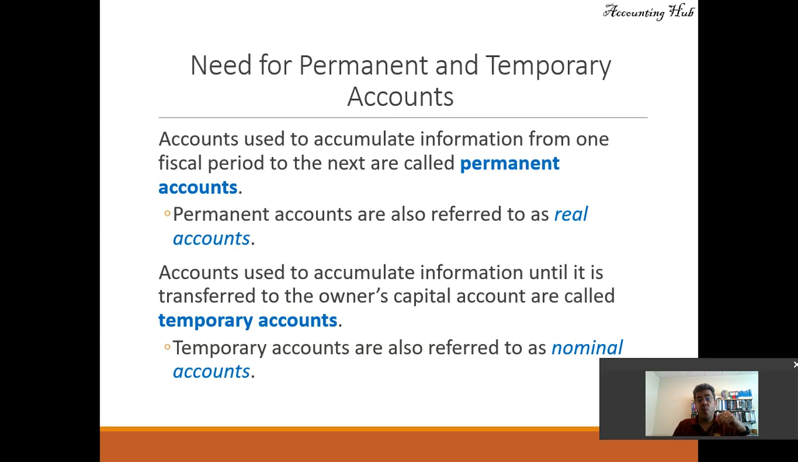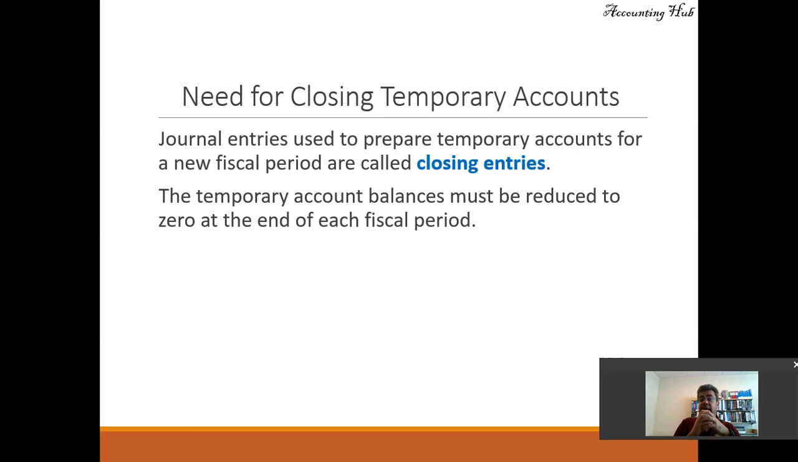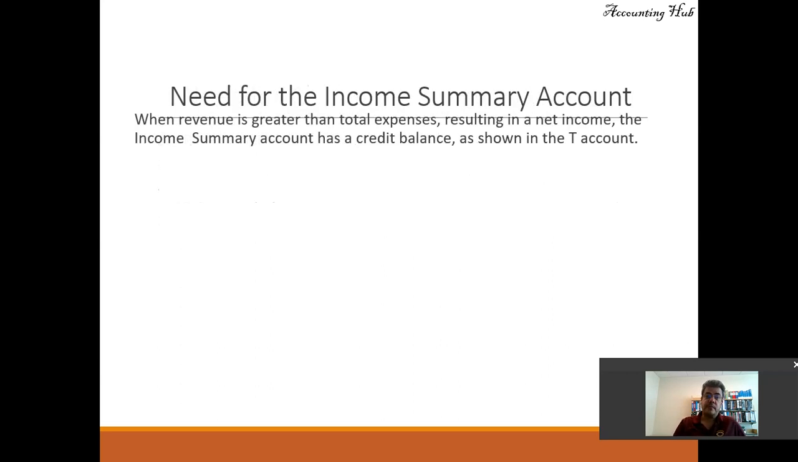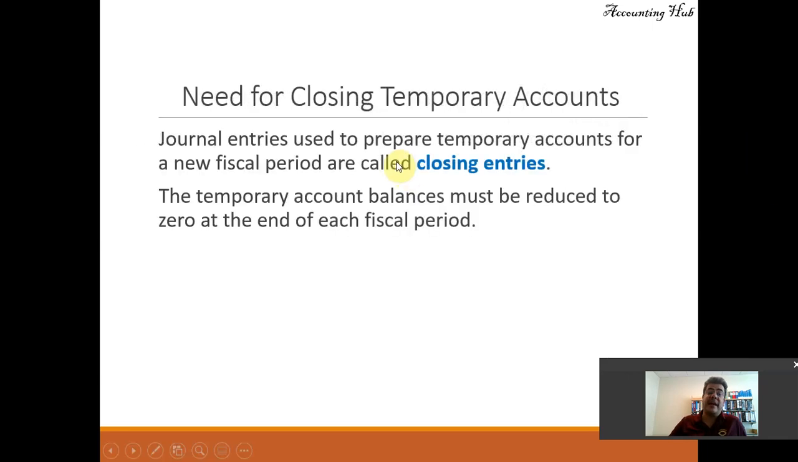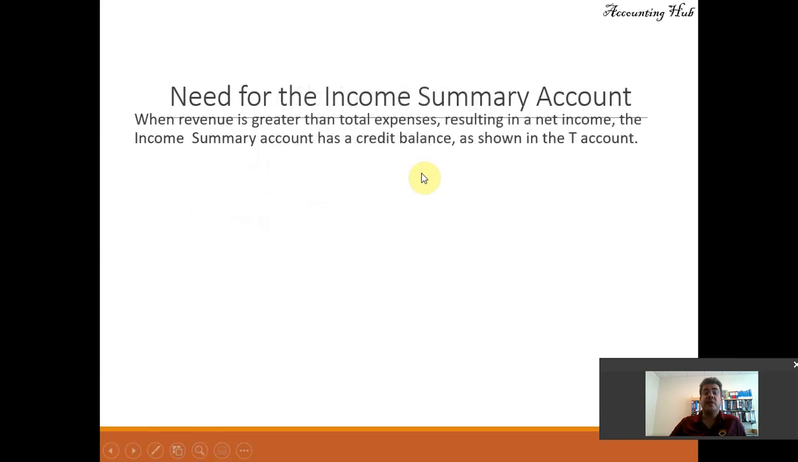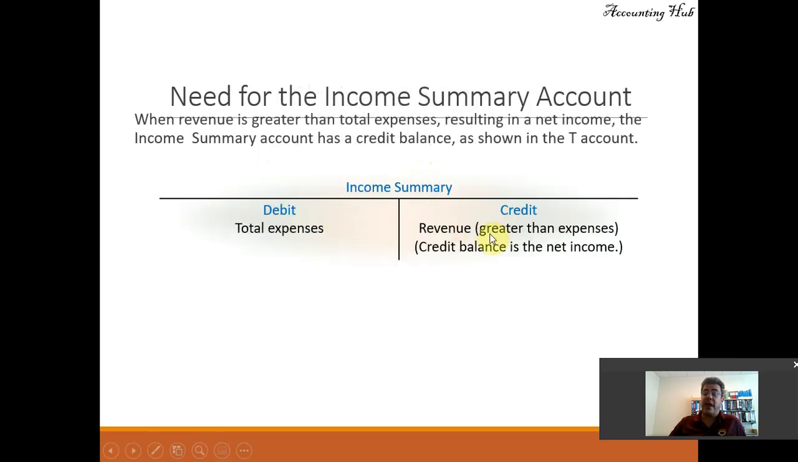So what do we do? We need to close these temporary accounts, and the journal entries used to prepare temporary accounts for a new fiscal year are called closing entries. The temporary account balance must be reduced to zero. For instance, when revenue is greater than total expenses, resulting in a net income, the income summary, which is the account we use for closing entries, has a credit balance, because we will credit revenue and debit expenses, credits greater than debits, revenue greater than total expenses. The credit balance is the net income.